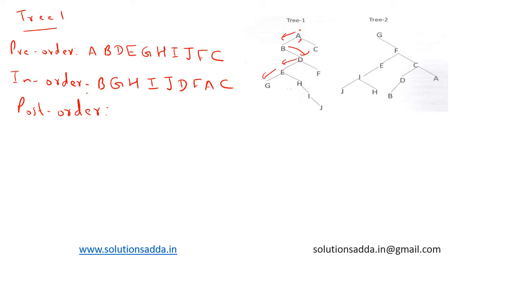Now there is no left and right, so we print G. Now we come back here, we move to root's right. There is no left and right, so we print J here. We come back. Now there is no left and right, so we print I here. Then again we come back, we print H. Then again we come back. Now all the left and right subtree has been traversed, so we print E.